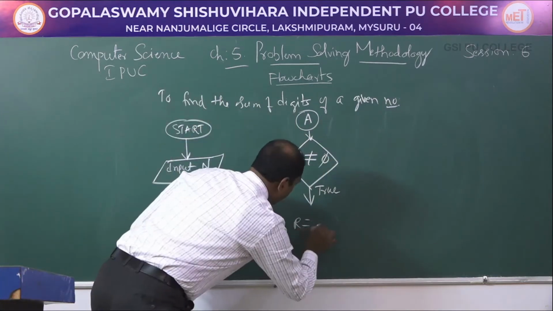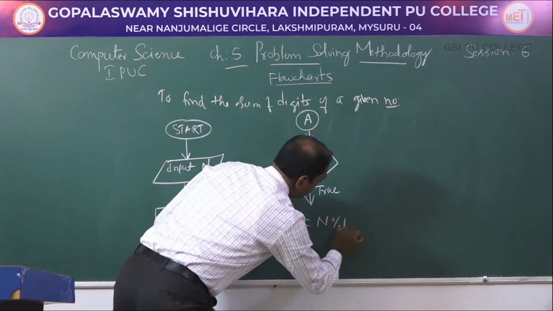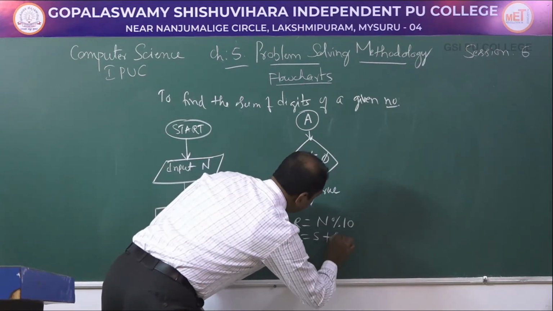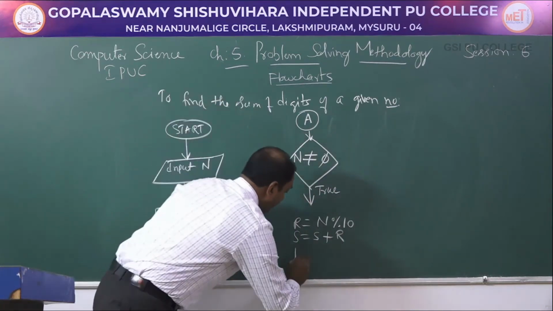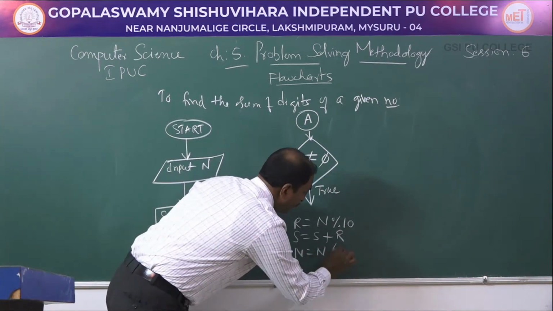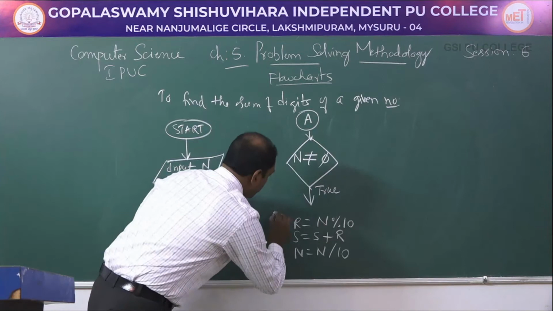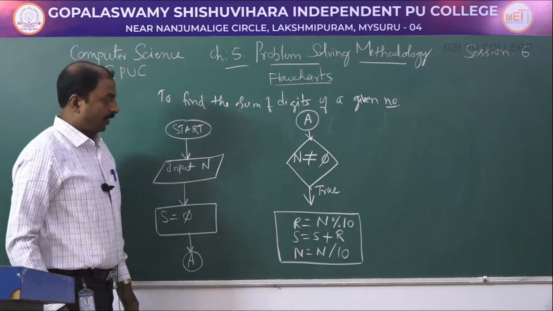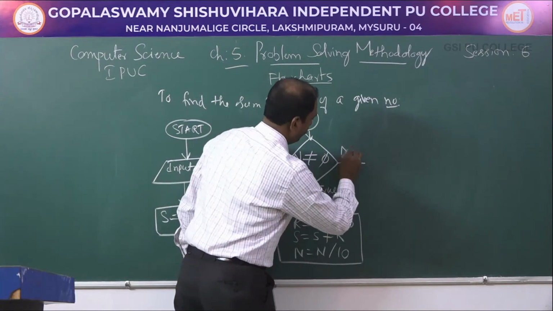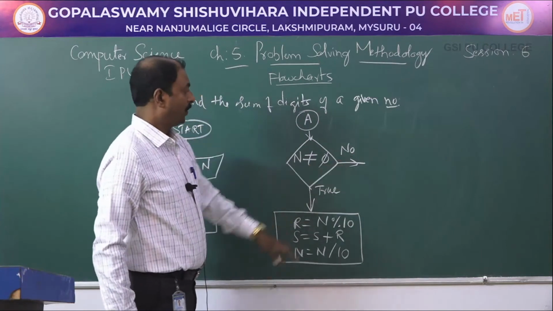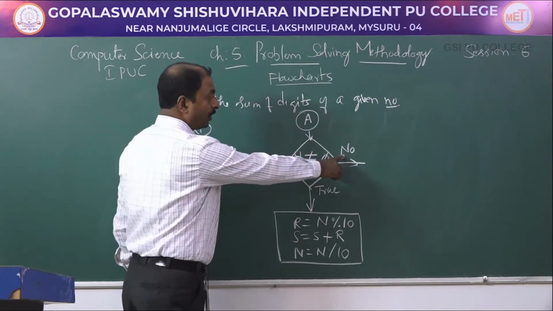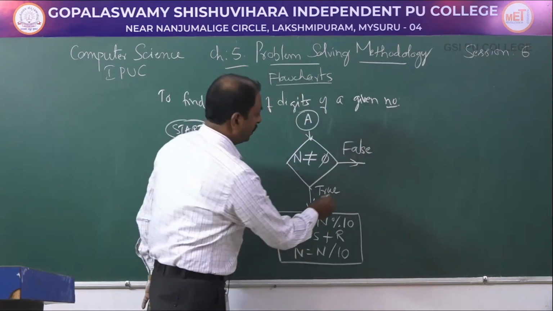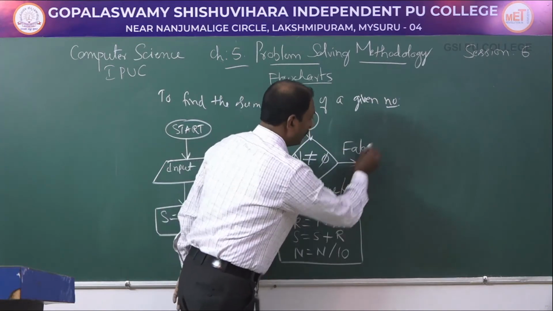If true, remainder equals given number percentage 10, sum equals sum plus remainder, and n equals n divided by 10. This is processing. This branch is no; this is if the condition is false. If the condition fails, it is false. This is yes, and this is no.